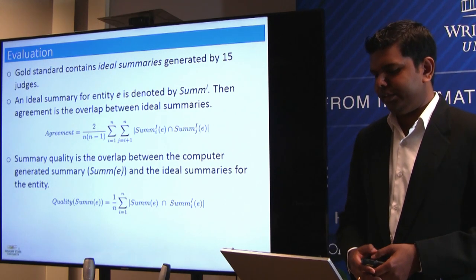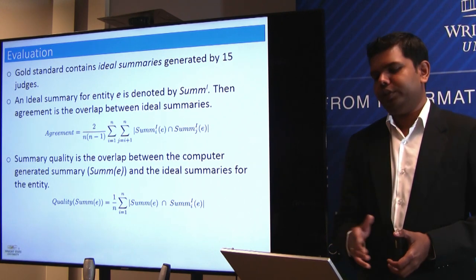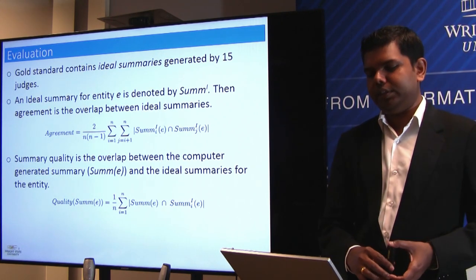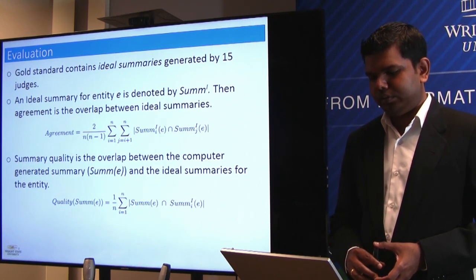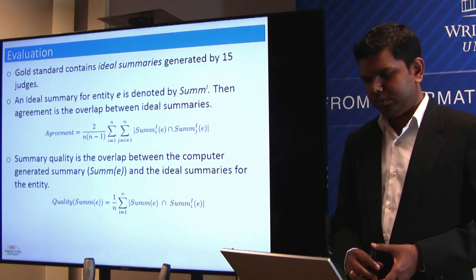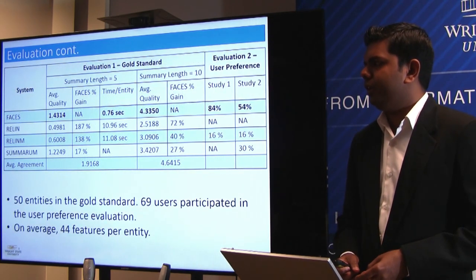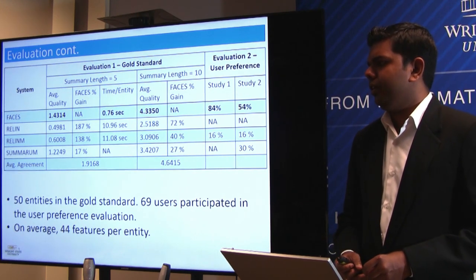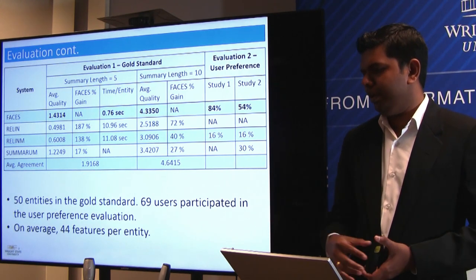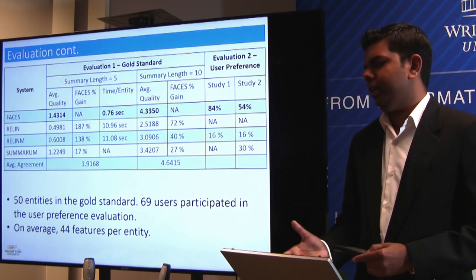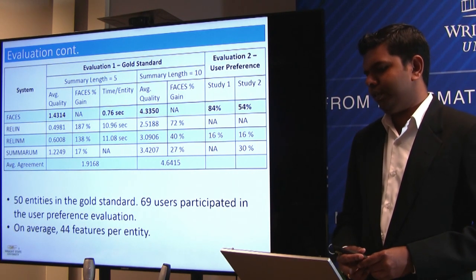But then the quality is between the computer-generated one and all the human-generated ones for that entity. For each entity, we measure the quality and then take the average. Who were the judges? Many of them had reasonable understanding of the knowledge representation, because it is on triple level, we gave them the features. They were at least graduate level students or professionals.